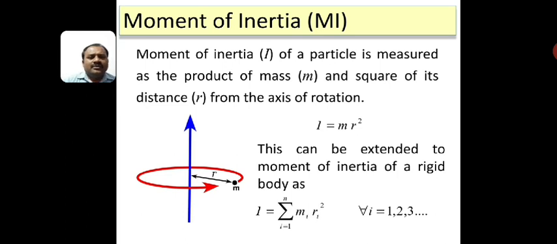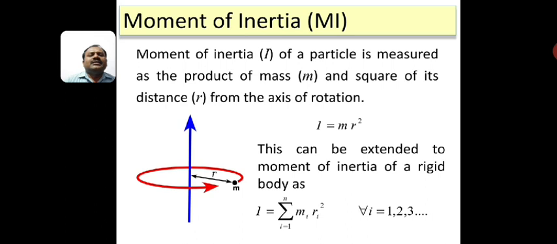So now, to quantify the moment of inertia, suppose we consider a particle of mass m which is rotating about an axis. If r is the distance between the axis of rotation and the particle, then the moment of inertia I is equal to m r squared, mass into the square of the distance of the particle from the axis of rotation. So now, if we consider a rigid body, that rigid body can be assumed to be made up of a large number of particles. Suppose m1, m2, m3, etc. are the masses of those particles, and r1, r2, r3, etc.